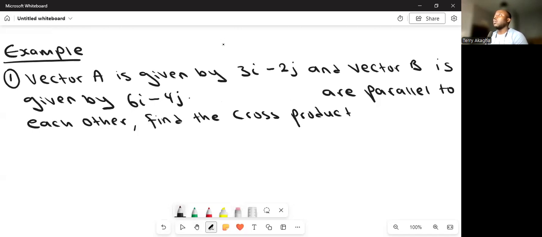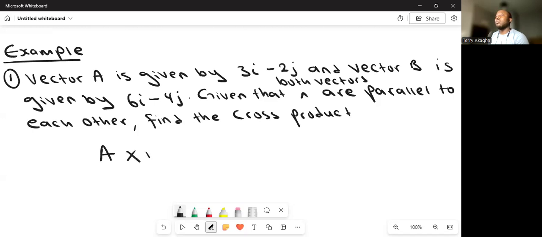So given that both vectors are parallel to each other, find the cross product. Basically, since we know they are parallel, A times B will be equal to 0. That's it. Nothing else, nothing to do. You move on to the next one. It's usually a trick question. You don't solve, you just move on to the next question.